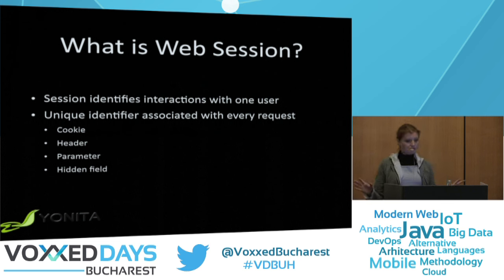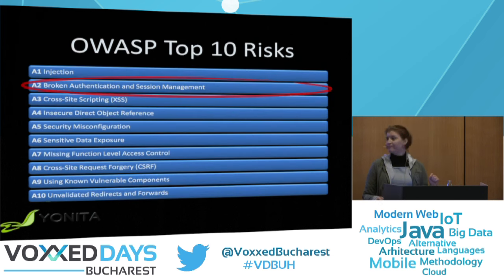Everything works great, right? So what's the problem? The problem's here. Broken authentication and session management is number two on the list of the top 10 security risks according to OWASP. OWASP stands for Open Web Application Security Project. It's a non-profit organization which aims at increasing security awareness among software developers. And every 2 or 3 years, OWASP publishes the list of top 10 security vulnerabilities in web applications.